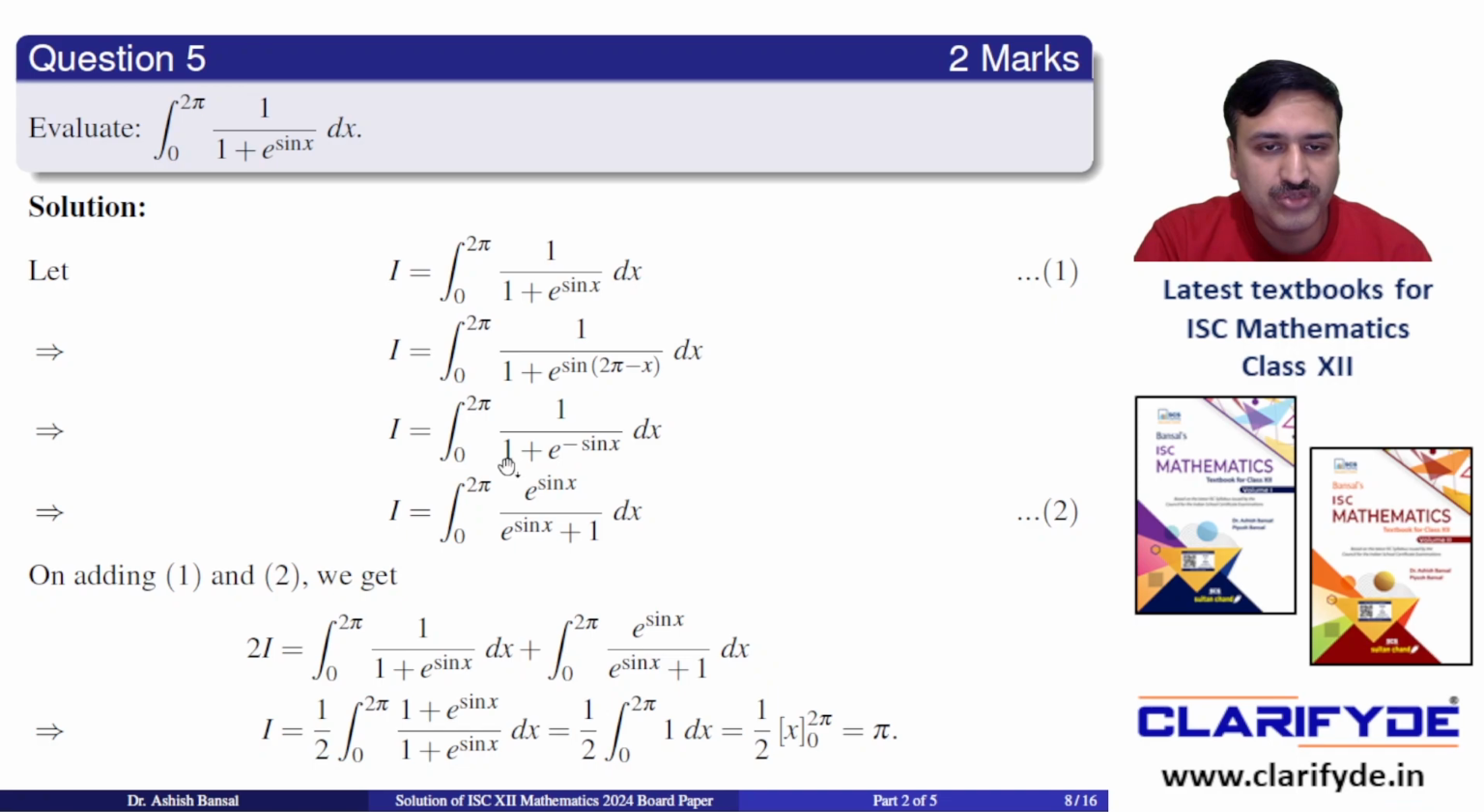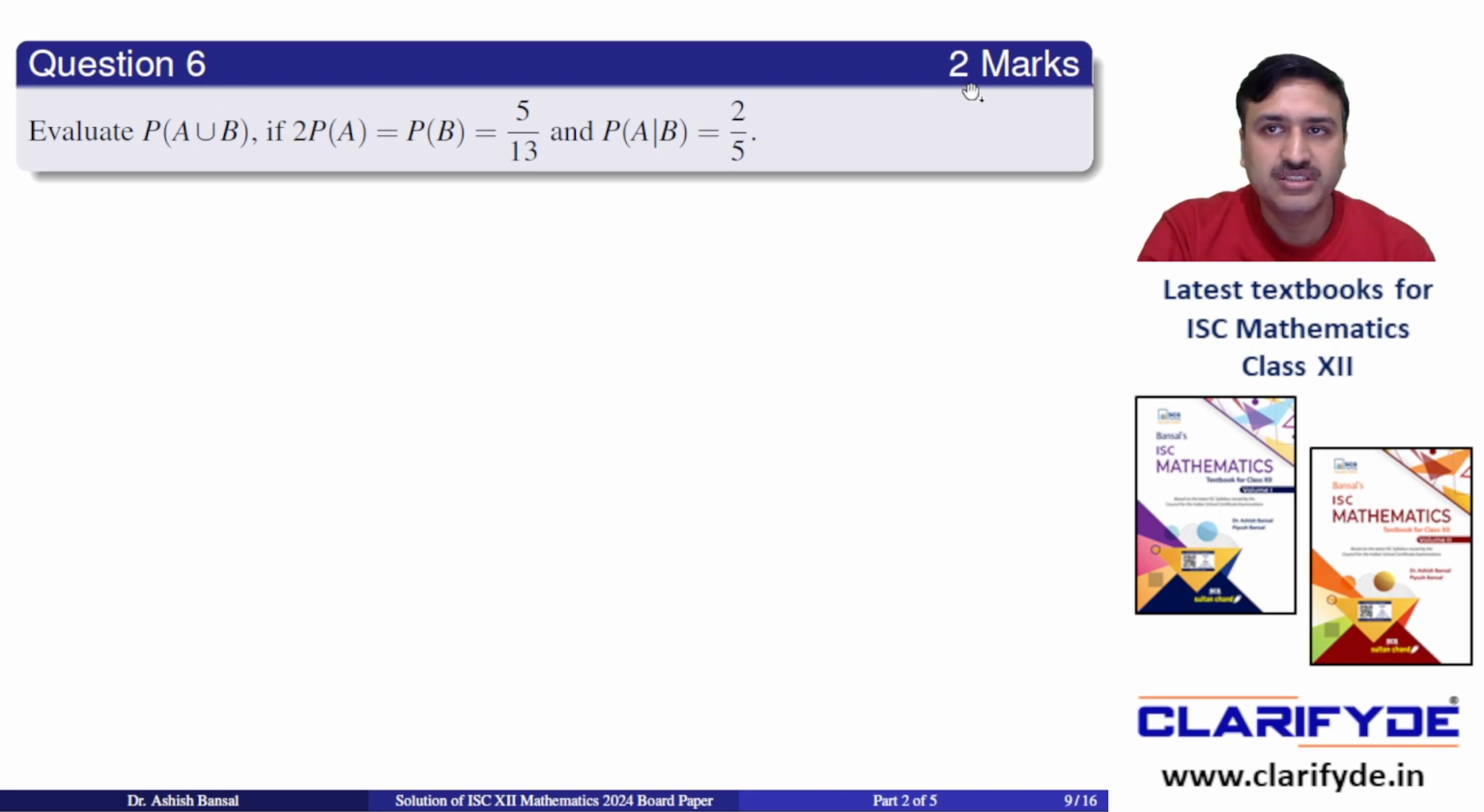It is 1 upon 1 plus e raised to minus sin x. Multiplying numerator and denominator by e raised to power sin x, we get this integral. Now adding the two values in equation number 1 and equation number 2, we get 2I equal to this integral plus this integral. Now we can combine these two integrals and simplify to get the value of I as pi.